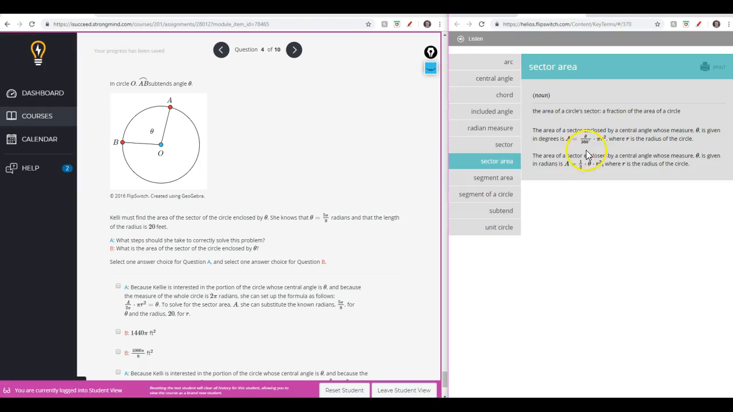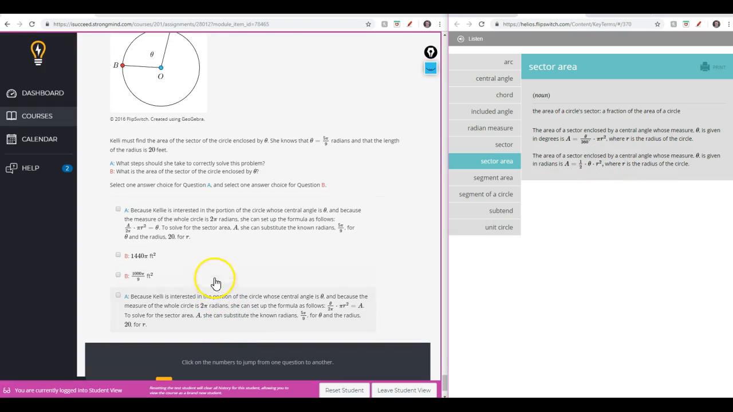So again, this is giving it in radians. So this is the formula that would be used. So I'm going to be looking for that. Because Kelly is interested in the portion of a circle whose central angle is theta, and because the measure of the whole circle is 2 pi radians. So I'm going to pause and ask myself, is that true? Yes, that is true. The measure of a whole circle around is 2 pi radians.